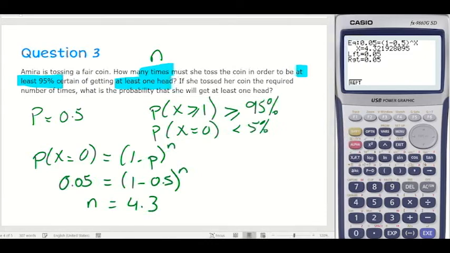So now I need to think, okay, n, can n be 4.3? Well, it can't be 0.3 because I can't throw it 0.3 of a time. So I need to now decide, is this going to be rounded down to 4, or am I going to round that up to 5? Which of those would be correct?